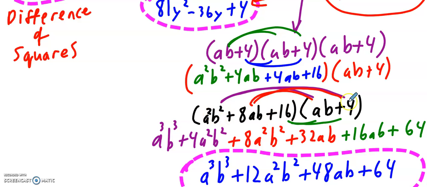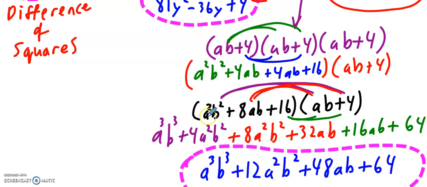Now I distribute into the third binomial. A squared b squared times ab is a cubed b cubed. A squared b squared times 4 is 4a squared b squared. 8ab times ab is 8a squared b squared. 8ab times 4 is 32ab. 16 times ab is 16ab, and 16 times 4 is 64. Now we combine like terms, and we end up with a cubed b cubed plus 12a squared b squared plus 48ab plus 64.